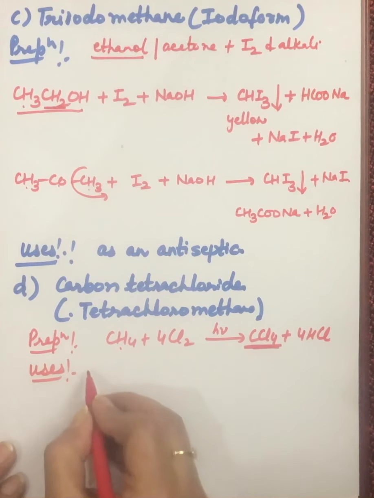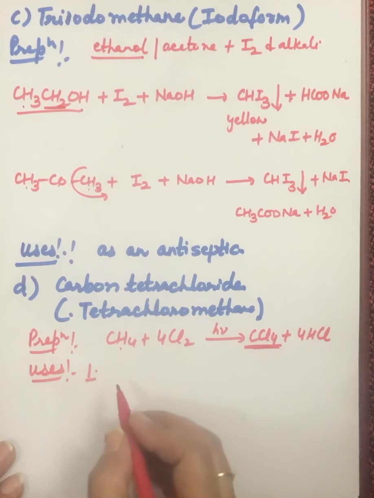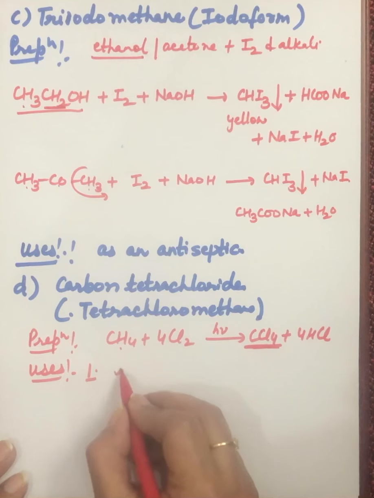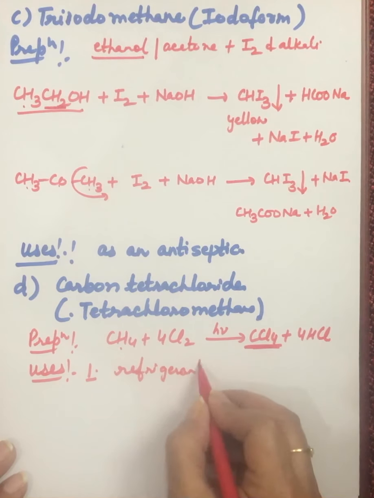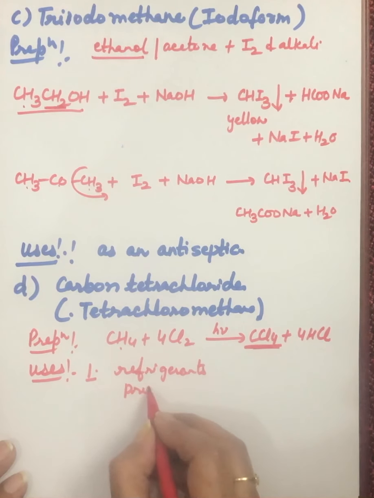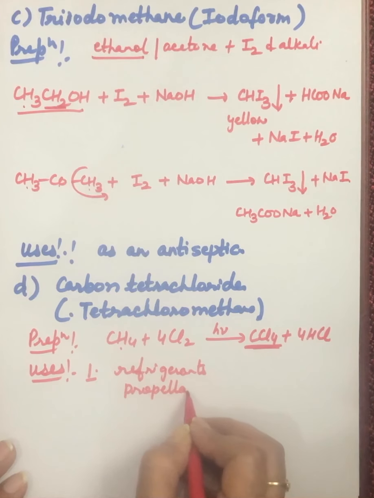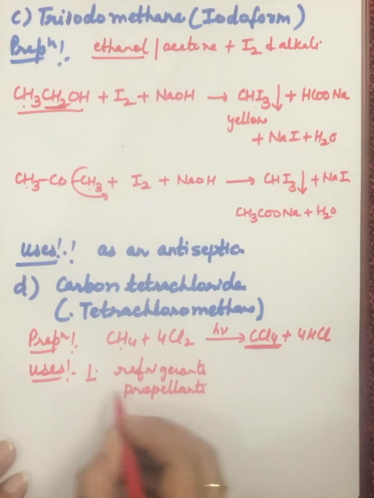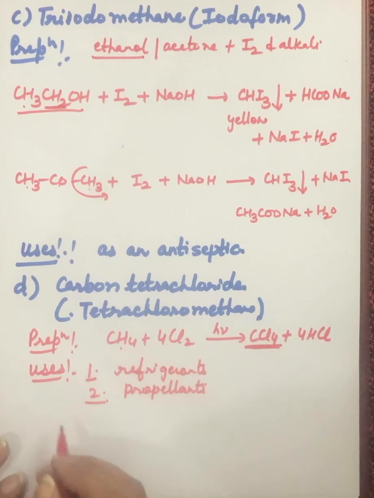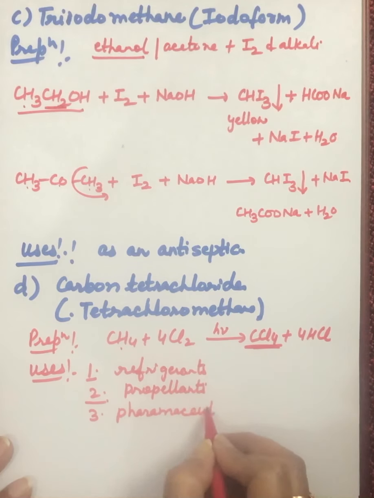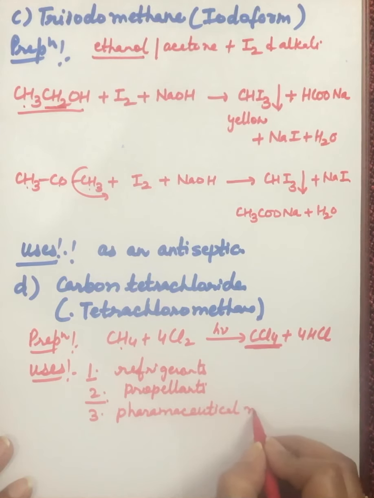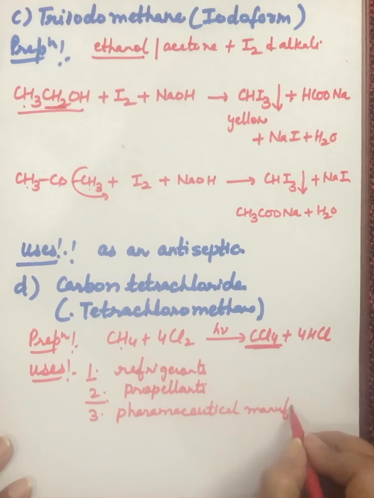Uses of this compound. It is produced in large quantities for use in manufacture of refrigerants, as propellants, but along with this, it is also used in the pharmaceutical industry, in pharmaceutical manufacturing for making of medicines.